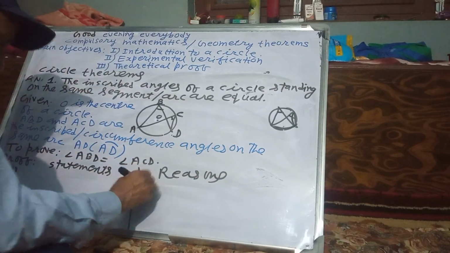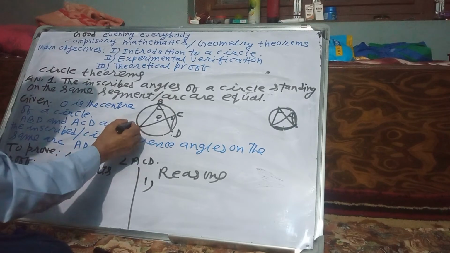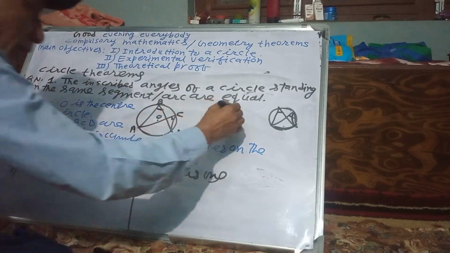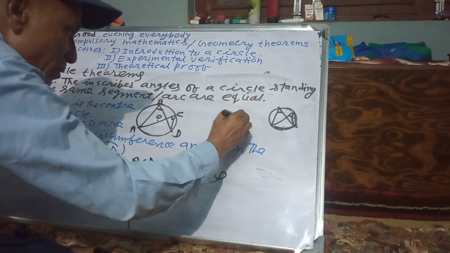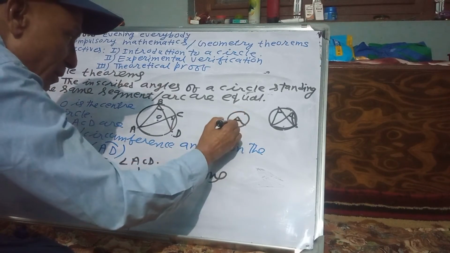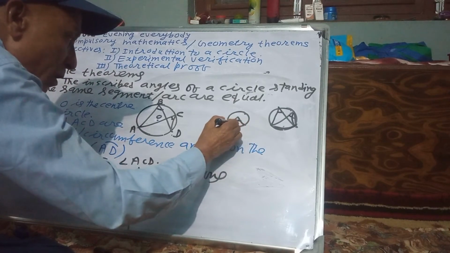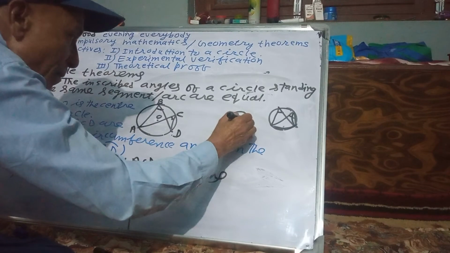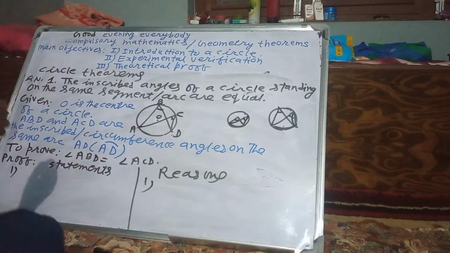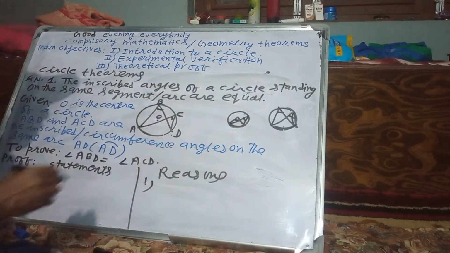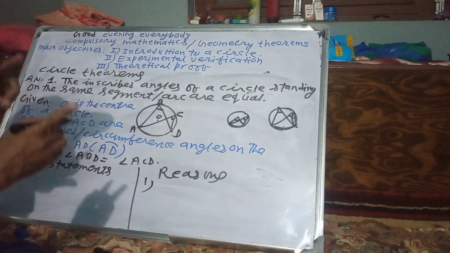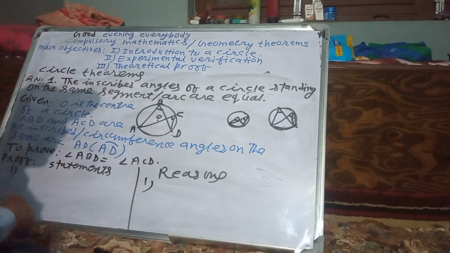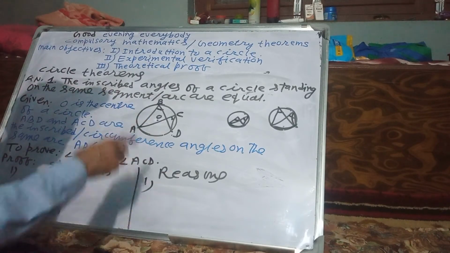Statement and reason. What is the relation between the inscribed angles and the opposite arc? If you take the central angle, the central angle is directly proportional to the opposite arc. But if you take the inscribed angle, it is half of the opposite arc. It is called experimental verification. Experimental truth. One universal truth. Here experimental truth, mathematical truth, scientific truth.